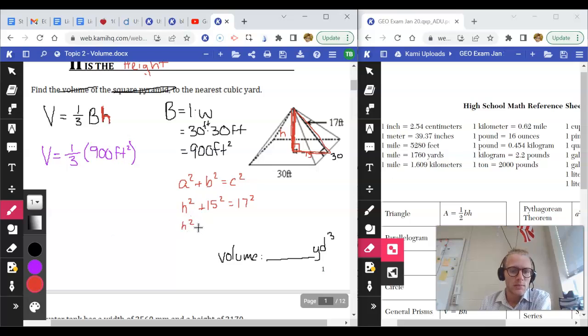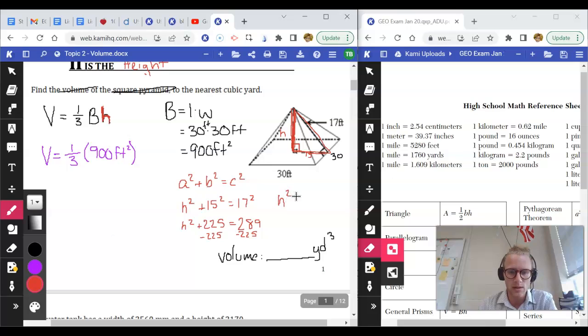H squared plus 225, 17 squared. I don't know that off the top of my head. Let's see, 17 times 17, 289. Okay, so in order to solve this for h, I need to subtract 225 from both sides. Okay, 289 minus 225 I think is 64, because we like nice round numbers.